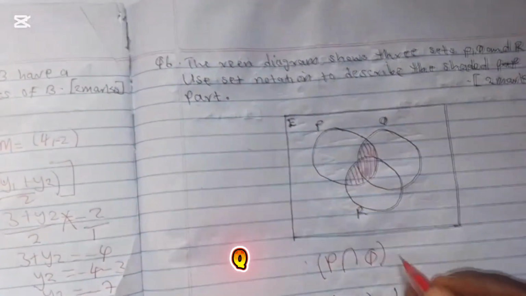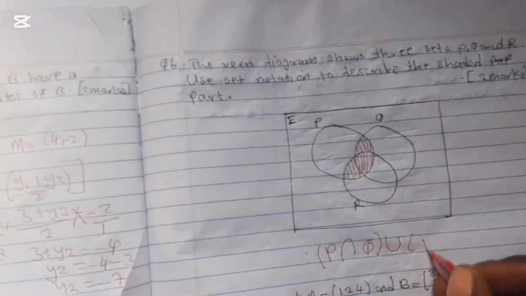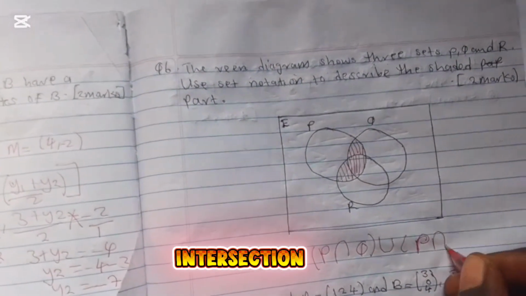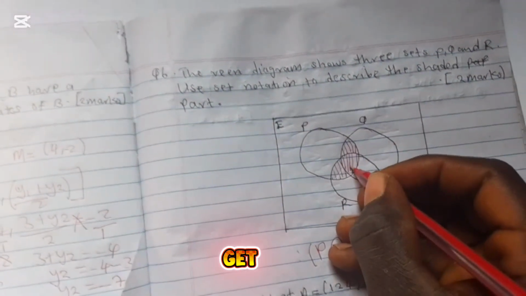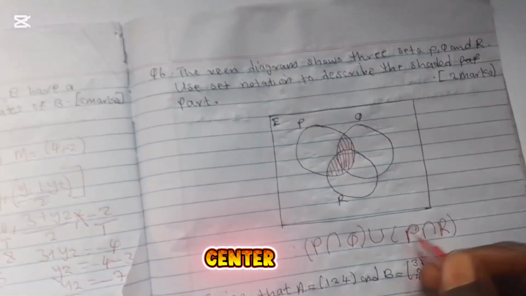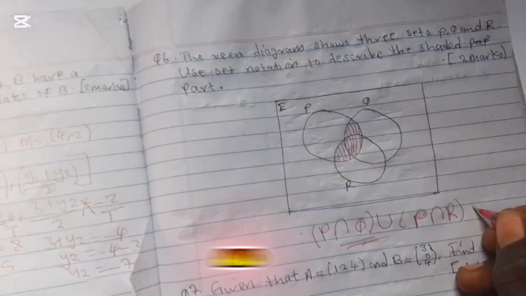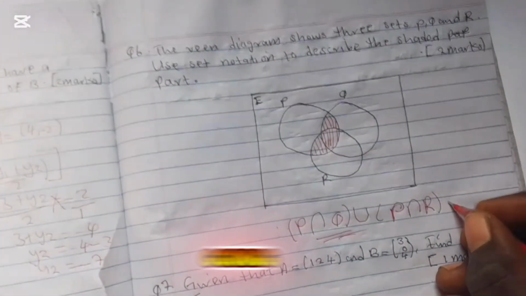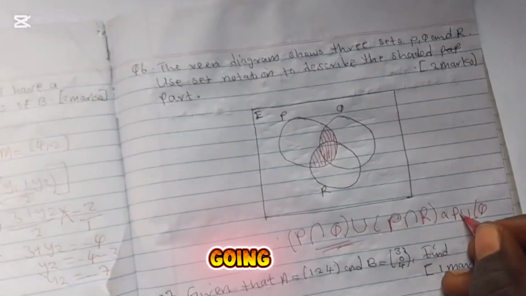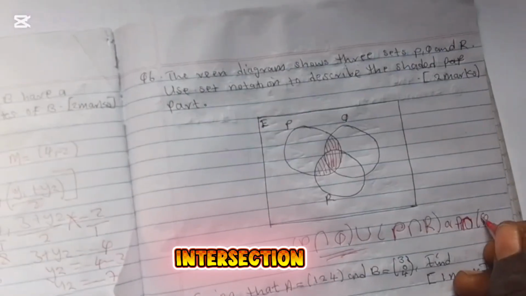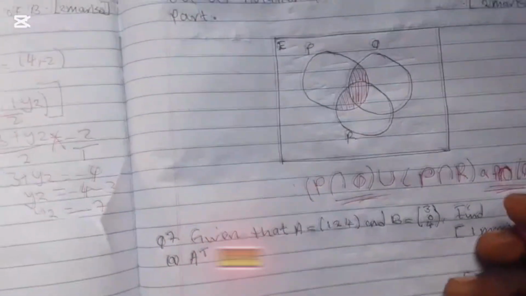Then P intersection Q, and then union. Then we are going to write again P intersection R. It means that when we add this, we are going to get the center here, so we have described the shaded part. Or we can answer like this. Since P is the common, we're going to write P union Q, then intersection Q union R. So this is the answer, which is also correct.